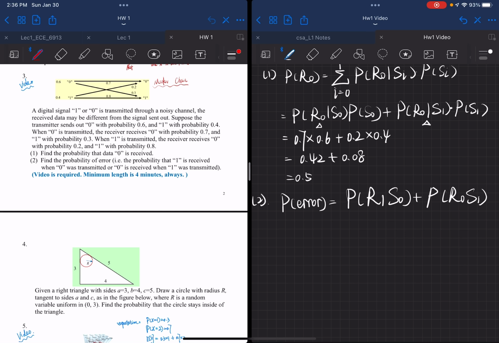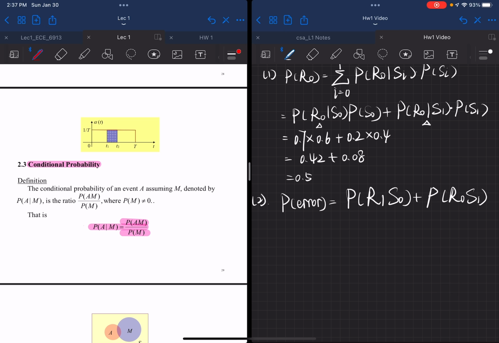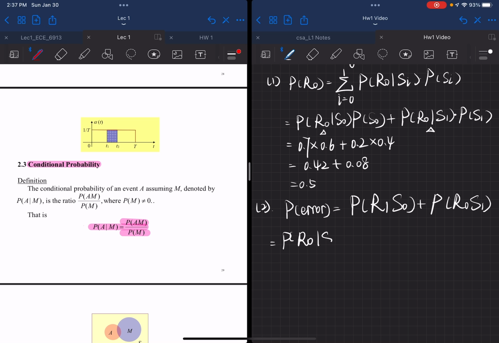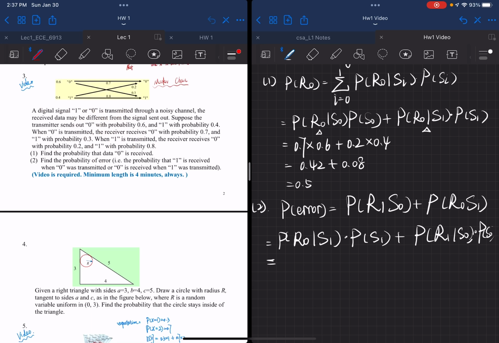And we can rewrite this probability by the formula here, which is the conditional probability formula, and it can be rewritten as the probability that signal 0 is received given that signal 1 is sent times the probability that signal 1 is sent, plus the probability that signal 1 is received given that signal 0 is sent times the probability that signal 0 is sent.